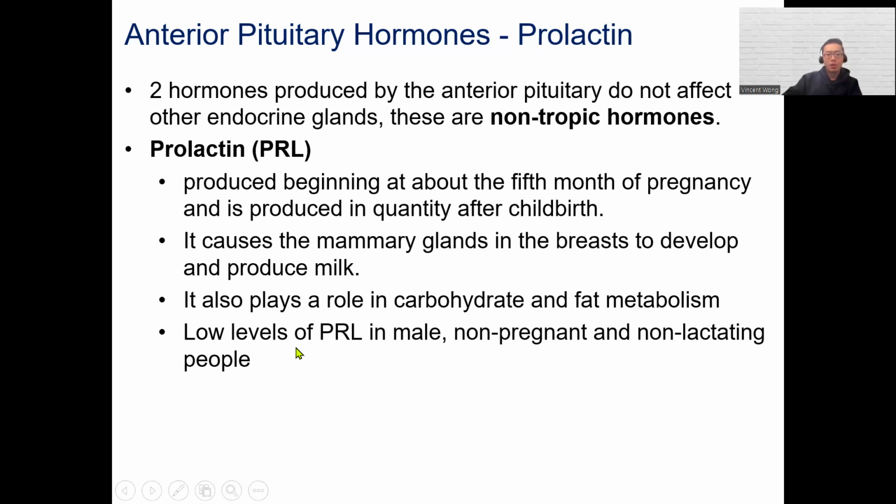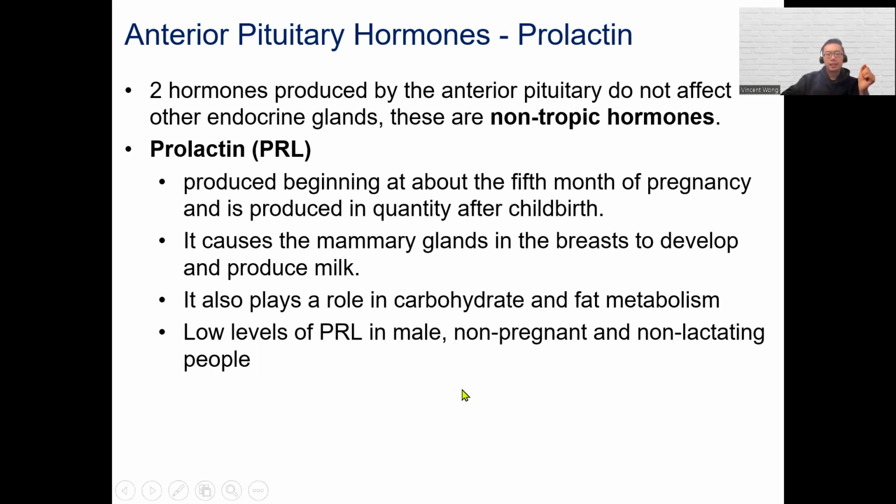So obviously there are low levels of prolactin in males as well as non-pregnant and non-lactating people. Once you stop feeding the baby, the stimulation is not there, and then your body will slowly wean off the level of prolactin.